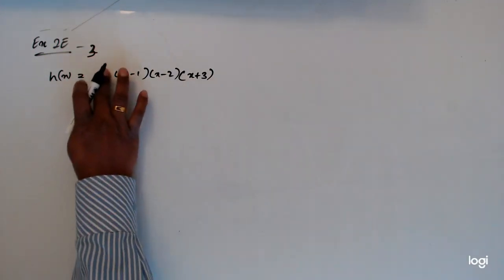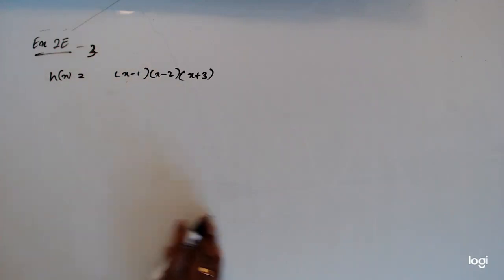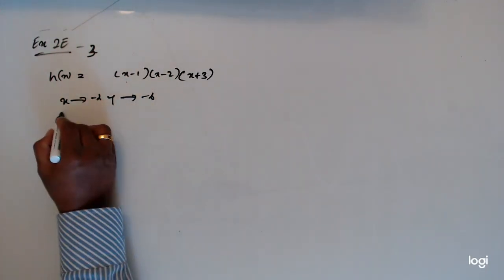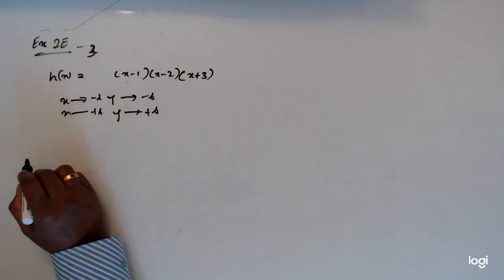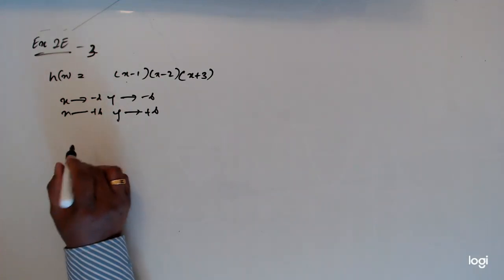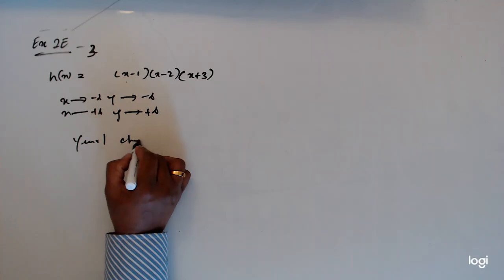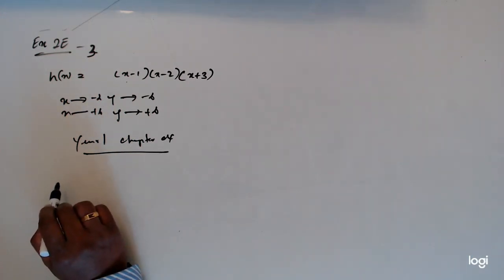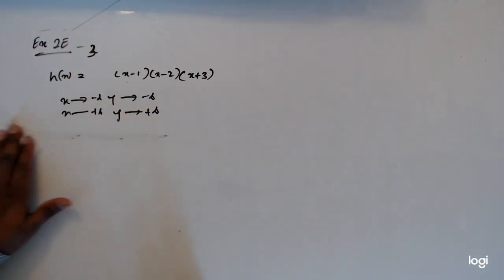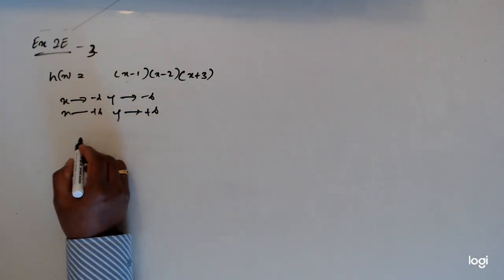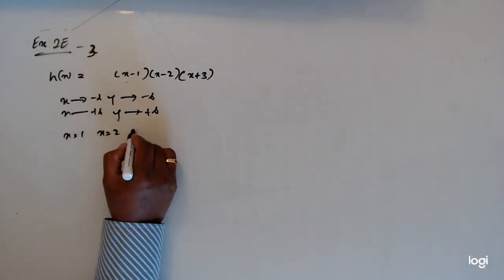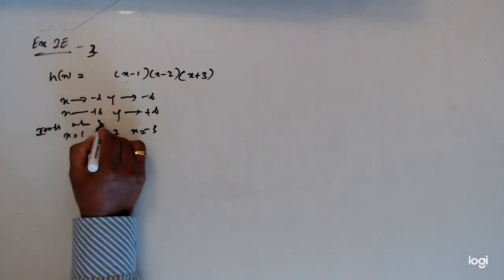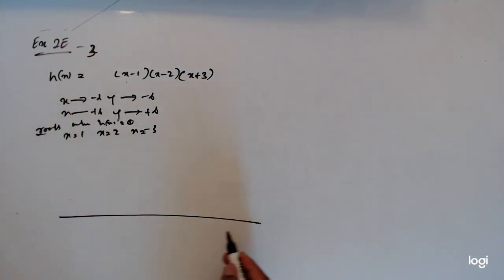Question number 3. So this is the graph. This is all positives, x positive. So x goes to minus infinity, y goes to minus infinity. X goes to positive infinity, y goes to positive infinity. If you can't remember how to sketch this graph, go to year 1, chapter 4. You can check my discussions from year 1, chapter 4 on how to draw this kind of graph. And this is a cubic graph. And the roots are x equal 1, x equal 2, and x equal minus 3, when h(x) equal 0. So I'm expecting a graph like this.